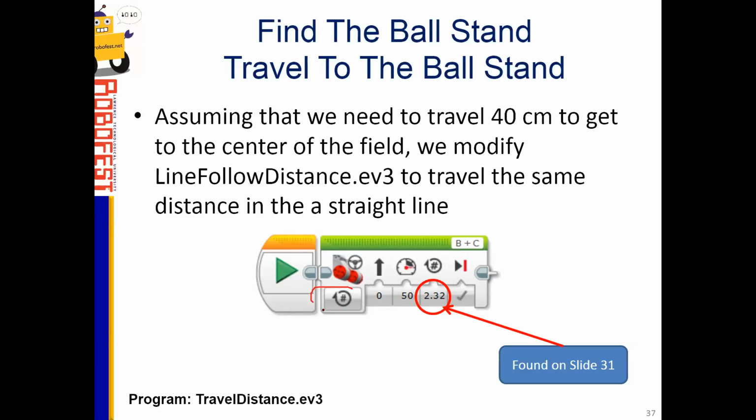And notice this part of the block is important. This is saying that the motor is controlled by the number of rotations. That's what this little symbol right here says. The motor is controlled by that many number of rotations. And we have this under travel distance EV3.